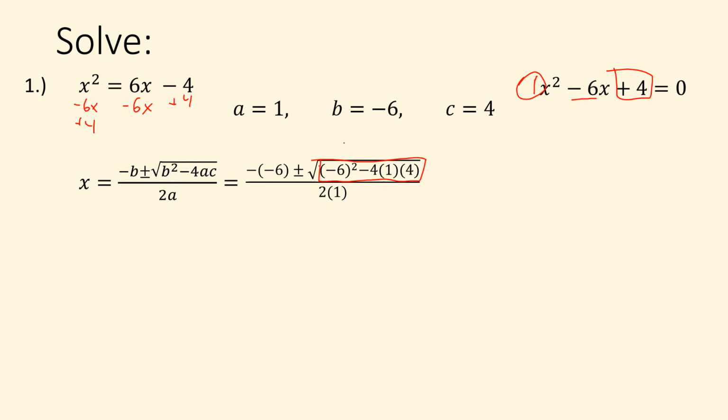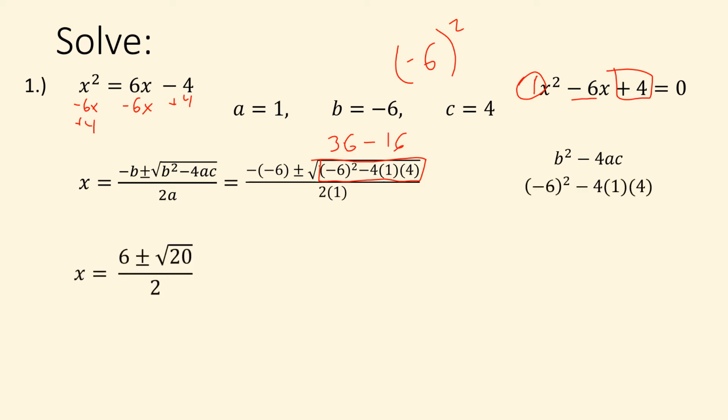When we square any number, it should be positive. So when you do negative 6 squared, make sure you put parentheses around it. This would be 36 minus 16, which would give us 20 inside the radical. Here we have negative and negative makes a positive, 2 on the bottom. Do it step by step. We get something like this.